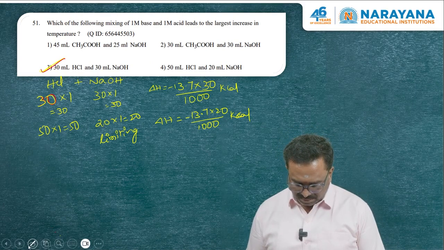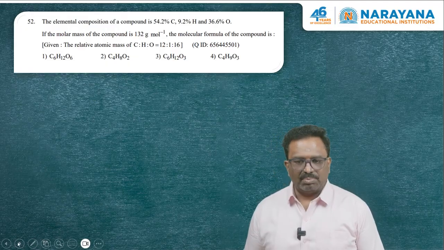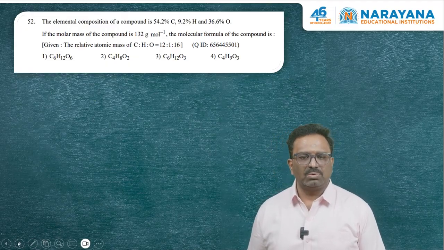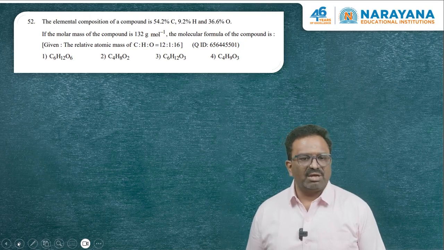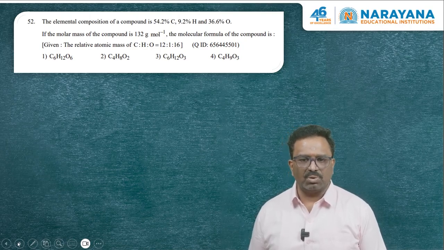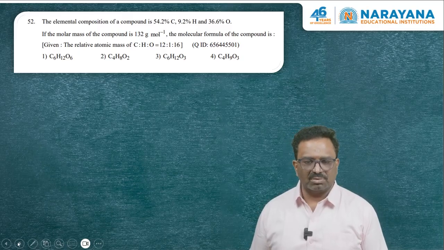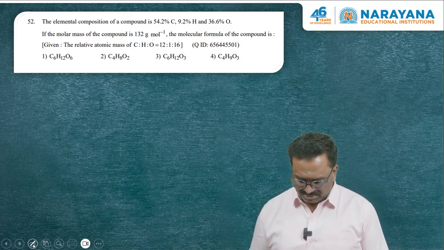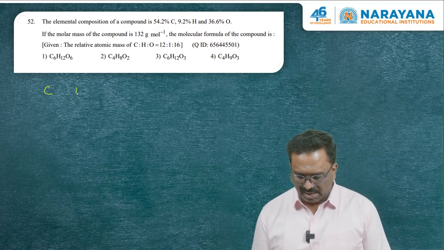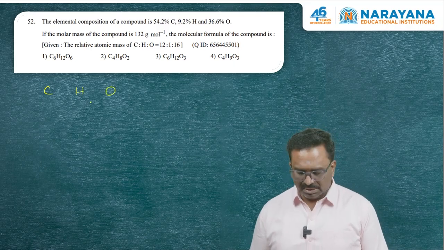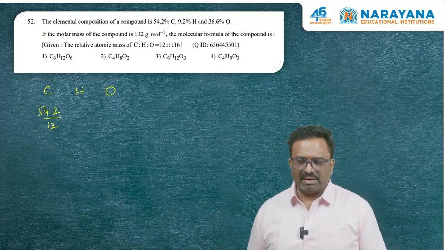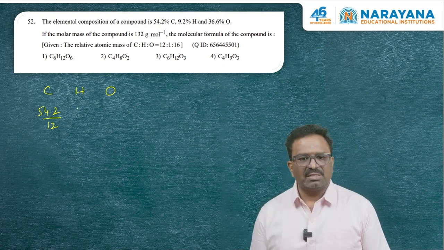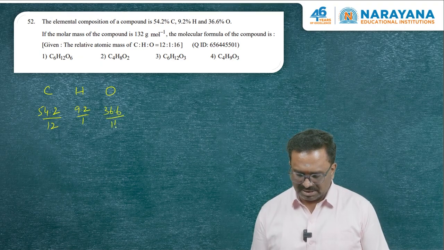Let me go for the next one. Here the elemental composition of the compound is 54.2% carbon, 9.2% hydrogen, 36.6% oxygen. If the molar mass of the compound is 132 grams per mole, find the molecular formula of the compound. For this, let me first proceed with the elements and their composition. Here 54.2% carbon, divided by its atomic weight, then 9.2% hydrogen, and 36.6% oxygen.